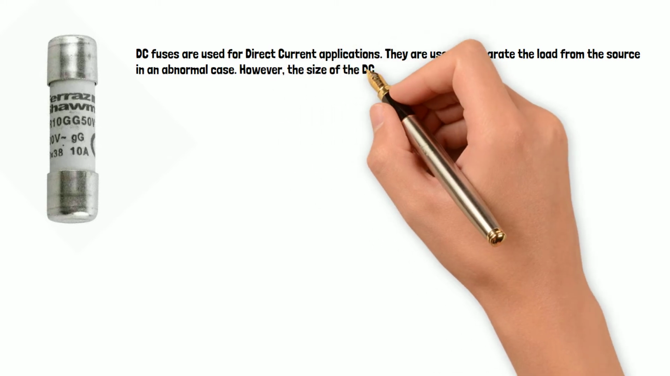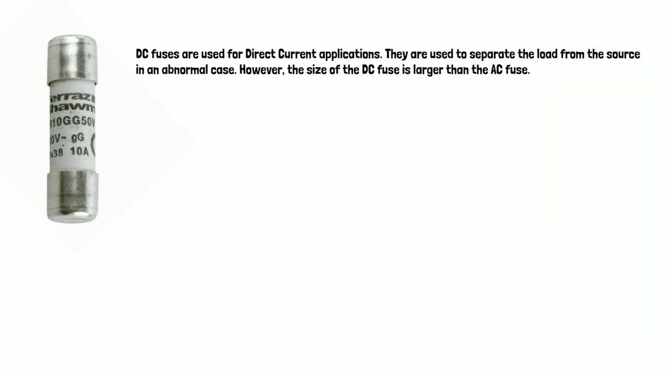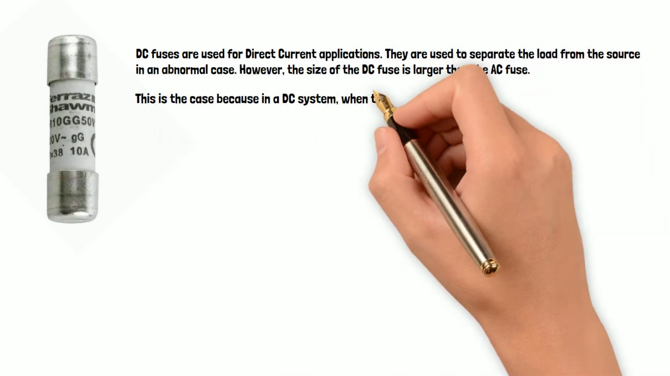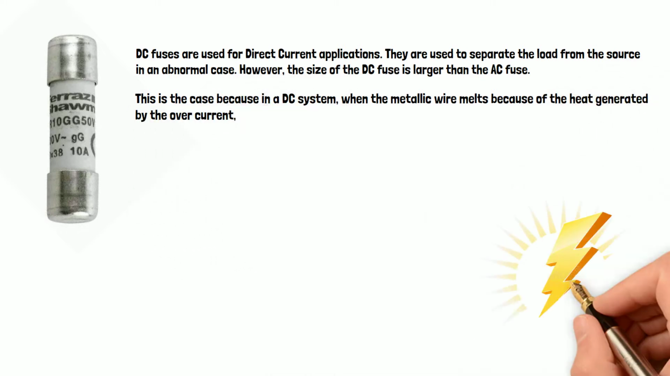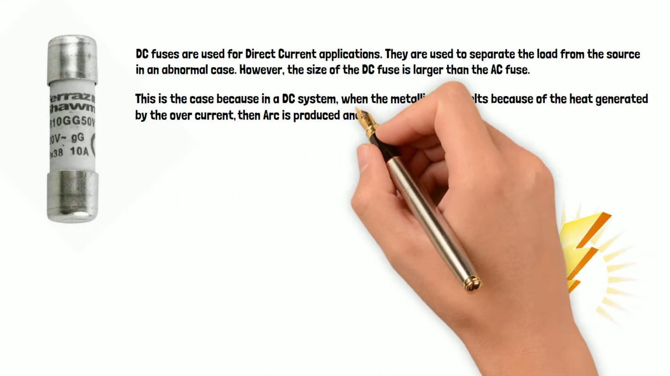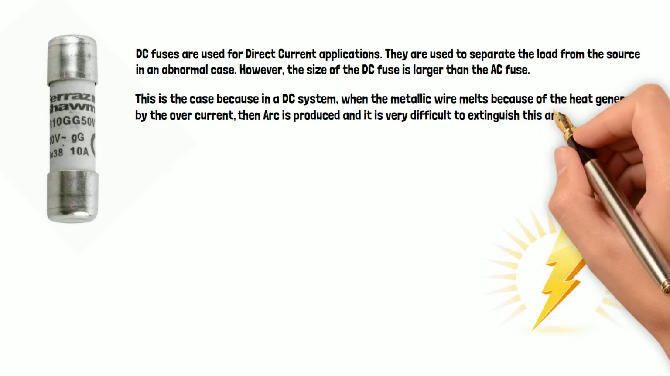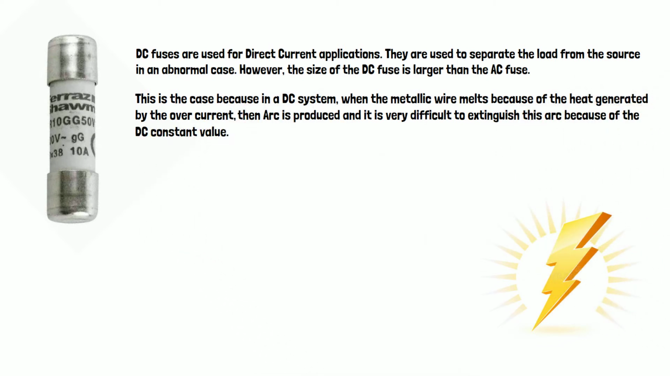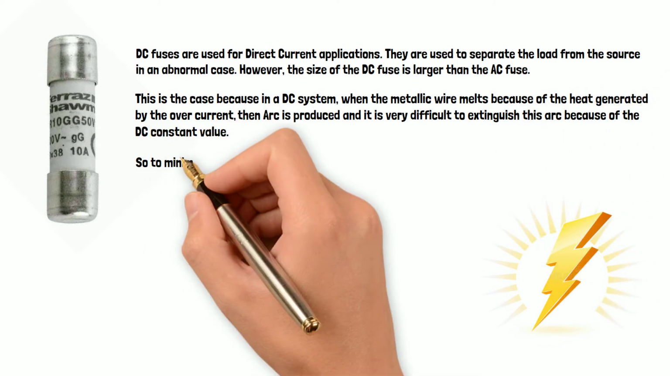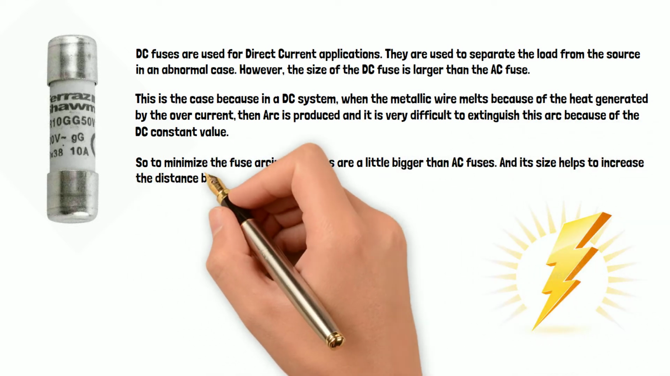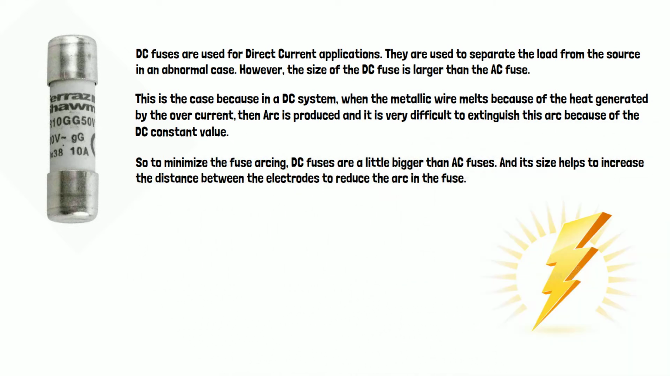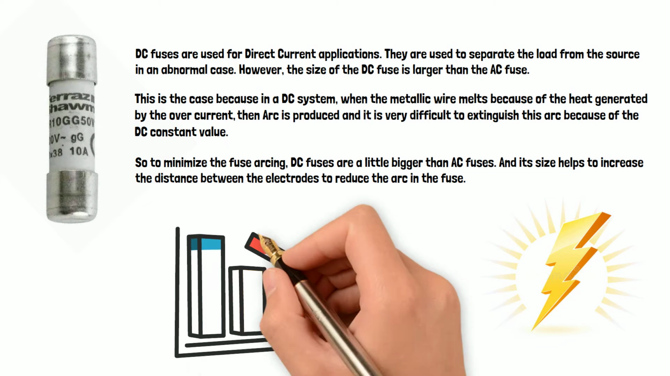However, the size of the DC fuse is larger than the AC fuse. This is the case because in a DC system, when the metallic wire melts because of the heat generated by the overcurrent, then an arc is produced, and it is very difficult to extinguish this arc because of the DC constant value. So to minimize the fuse arcing, DC fuses are a little bigger than AC fuses, and its size helps to increase the distance between the electrodes to reduce the arc in the fuse.